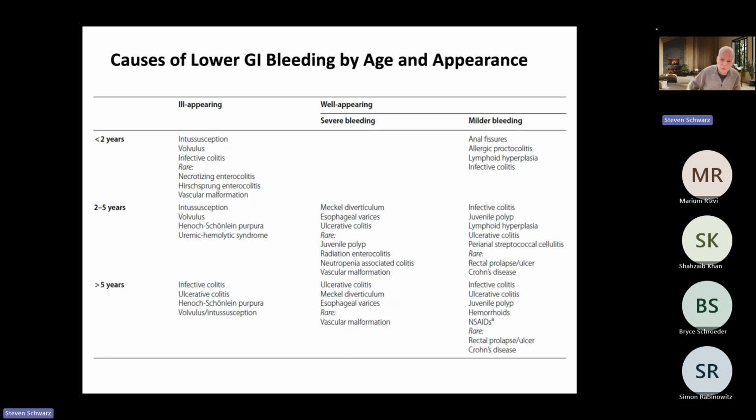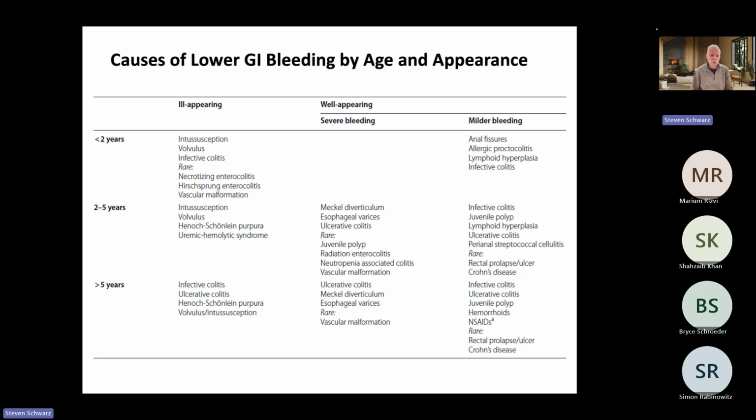The same is true for lower GI bleeding by age and appearance. Again, under 2 years of age, we think of intussusception. We also think of Meckel diverticulum, although it's rare, less than 2. Usually that's the 2 to 5 year age group. Of course, Hirschsprung disease. We've talked about necrotizing enterocolitis. We've talked about Hirschsprung's enterocolitis. Of course, an infectious colitis would be the most common cause.